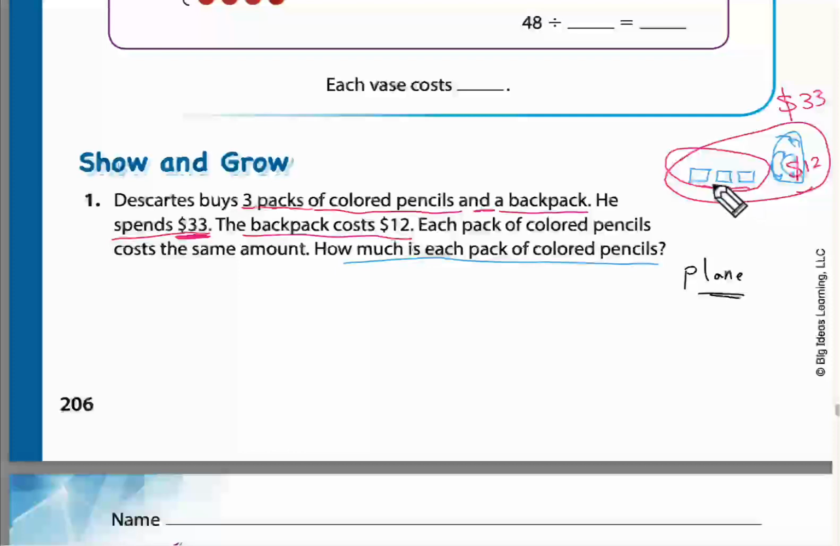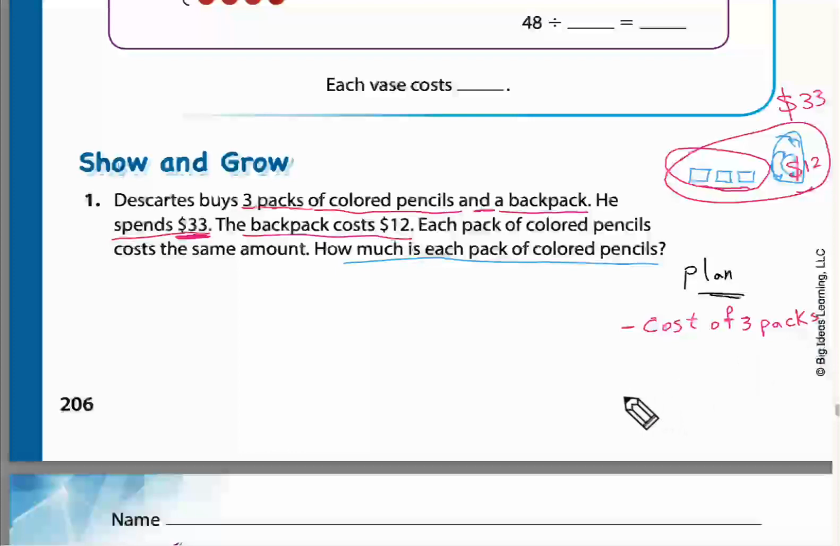$21. Yes, exactly. So you can get this 21 by subtracting 33 minus 12. The first step is subtracting the backpack price, 12, from the total price, 33. In this case, we will find the cost of three packs of pencils, which is 21.